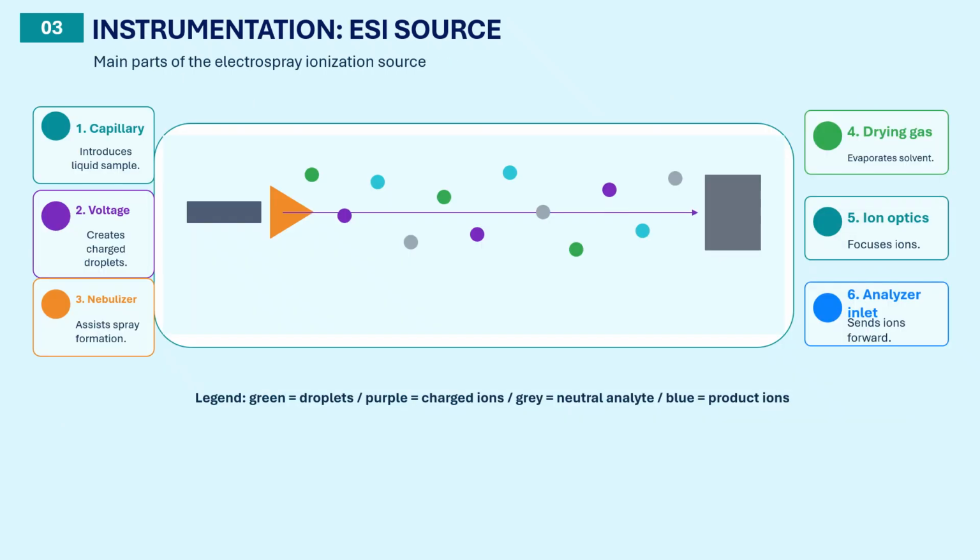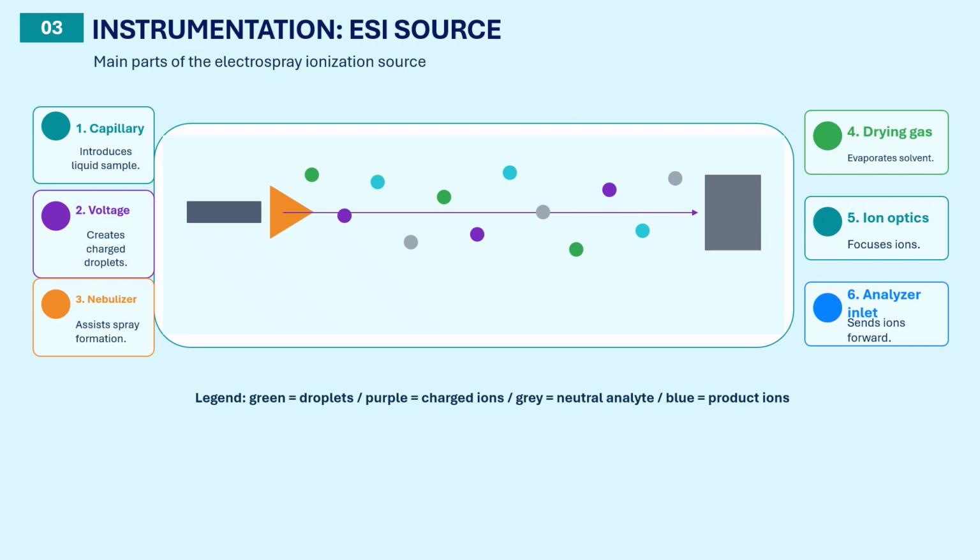Now let's discuss the instrumentation of the electrospray ionization source, also called the ESI source. The ESI source is the part of the mass spectrometer where a liquid sample is converted into gas phase ions. Its main job is to create a fine charged spray, remove solvent from the droplets, and send the final ions toward the mass analyzer. In this slide, we can see the main parts of an ESI source. Let's understand them one by one.